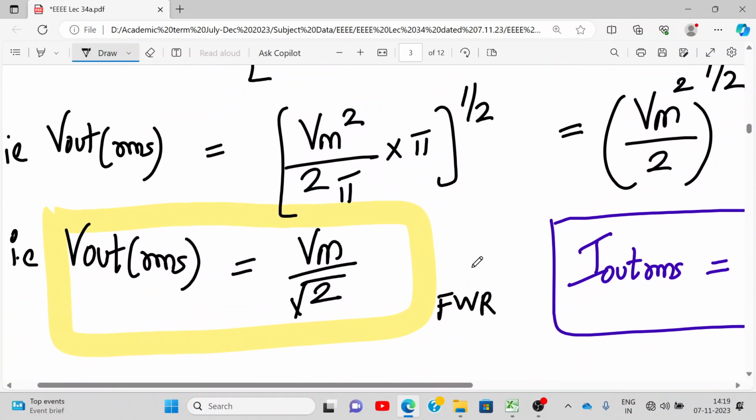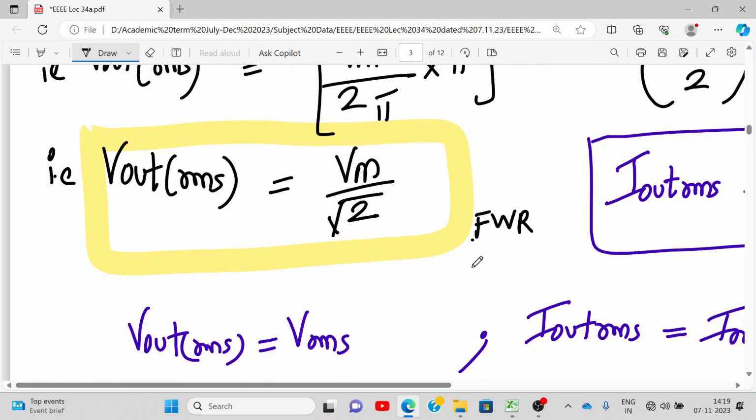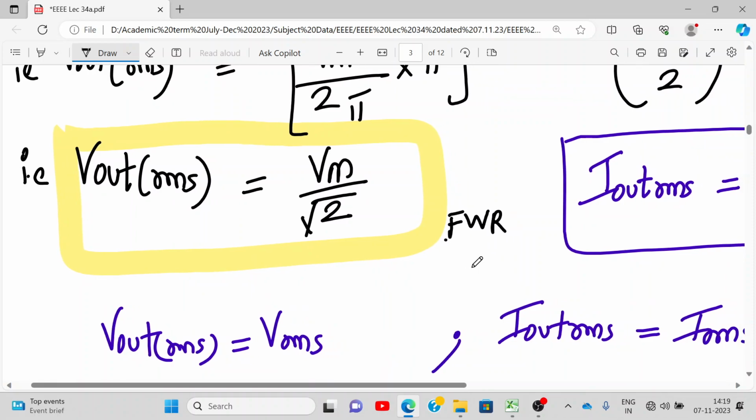Remember, in the case of the half wave rectifier we got Vm by 2, right? So in this case it is Vm by root 2. Write it down. The RMS value of the full wave rectifier output will be Vm by root 2. Vm by root 2 for full wave rectifier. Okay.